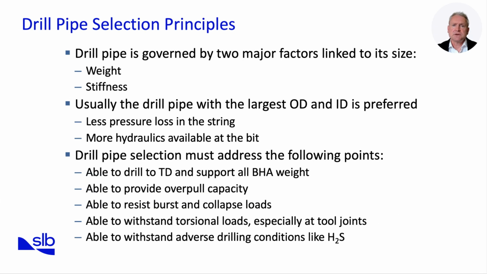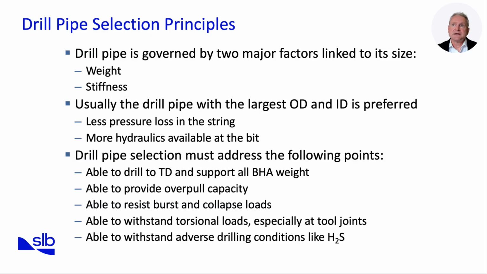Drill pipe selection follows similar principles to drill collars, with weight and stiffness being the governing factors. These properties determine how well the pipe can transmit torque, carry axial loads, and withstand operational stresses. In practice, the preferred option is usually the drill pipe with the largest outer diameter (OD) and inner diameter (ID).